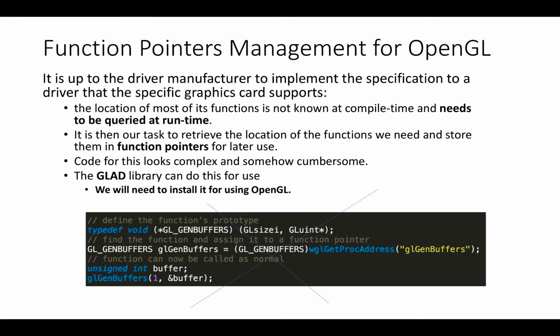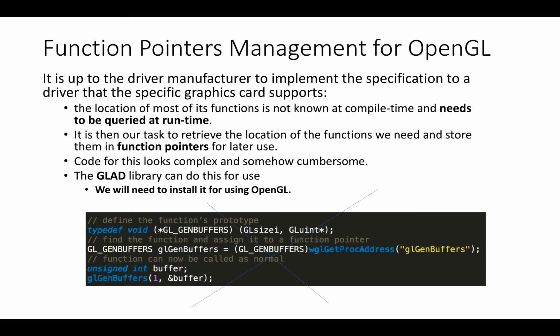We are still not quite there yet, since there is one other thing we still need to do in order to use OpenGL. Since OpenGL is a specification document, it's up to the driver manufacturers and implementers to implement the specification in a driver that a specific graphics card supports. Since there are many different versions of OpenGL drivers, the location of most of these functions is not known at compile time and needs to be queried at runtime. So it's often the task of the developers to retrieve the location of the functions, and for this reason, we need to store them using function pointers for later use.